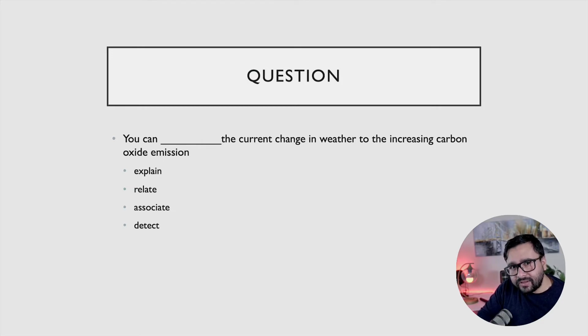But if we compare these two things, what we know is we explain something to somebody, but we relate one item or one idea to another. And because of the context here, relate is a better choice, because the sense is you can relate the current change in weather to the increasing carbon dioxide emission. So what it means is these two things are related to each other, right? So you are not explaining anything to anyone. So this is how prepositional phrases are asked in the exam.